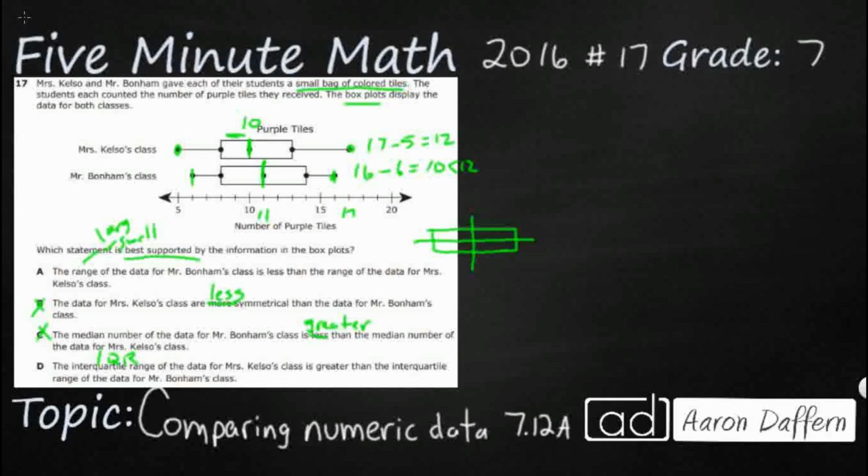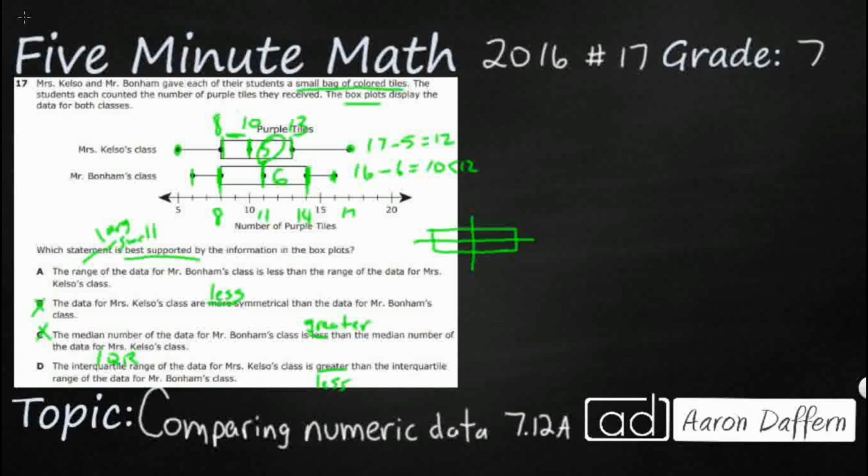So we've got the interquartile range, and what we're looking for is the edge of the boxes. So right here is my interquartile range. So this is going to be from 8 to 14, so I've got an interquartile range of 6 right here for Mr. Bonham. I've still got this 8 right here, but I've got this looks like a 13. So I've got an interquartile range of 5 for Mrs. Kelso. And it says the interquartile range of the data for Mrs. Kelso is greater. Nope, 5 is not greater.